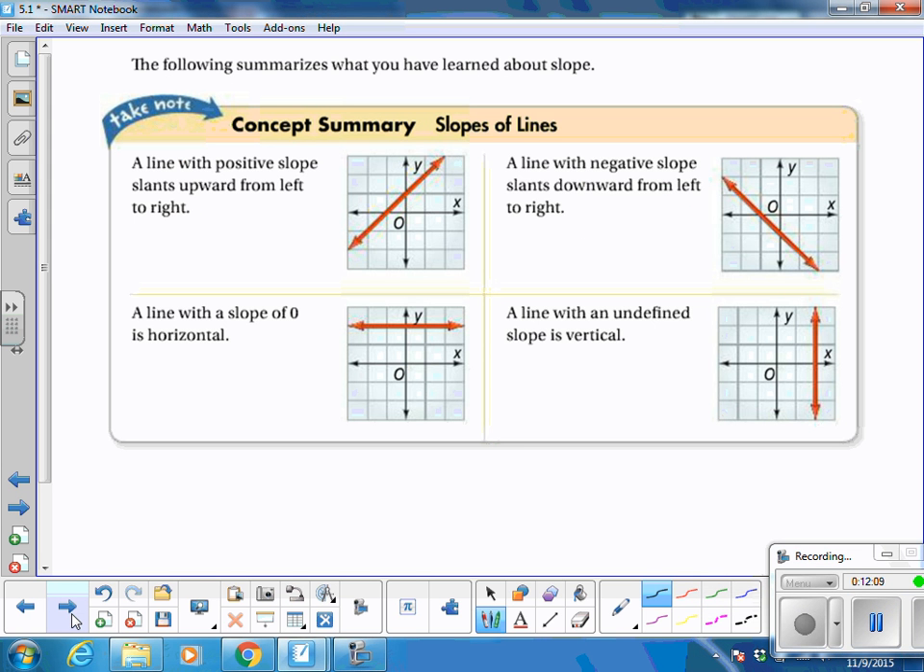A little bit of a summary here to keep an eye on things. When a line has a positive slope, it slants upward from left to right. This would be a negative slope, as we move from left to right, kind of that downward mark. A line with a slope of 0 is horizontal, and a line that's called undefined slope would be vertical.